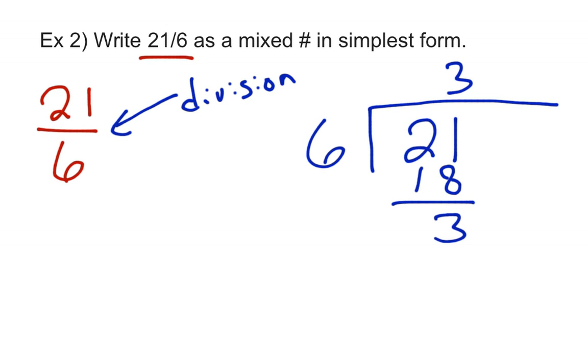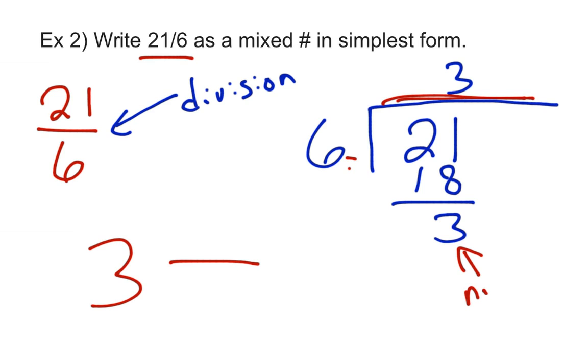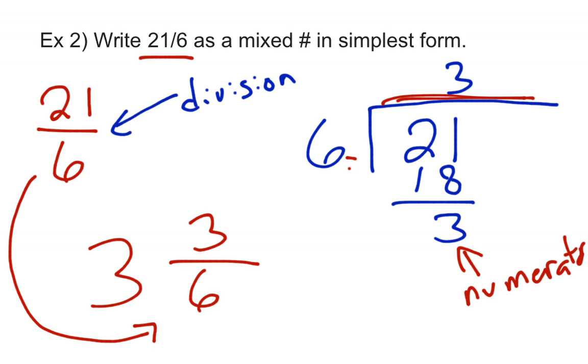Okay, so here's how you write this. When I'm going to write my mixed number, since 6 went into 21 3 times, 3 is going to be the whole number. The remainder here is what ends up becoming your numerator. And so that's here. And then, just as always, this denominator was a 6. That's always going to stay a 6. So you end up getting 3 and 3/6.